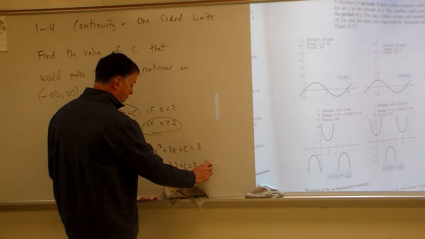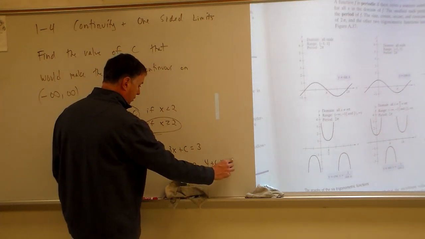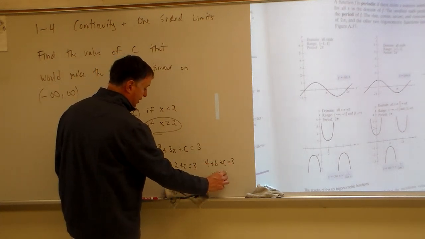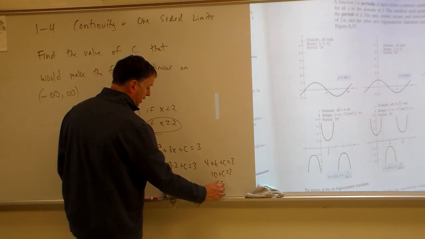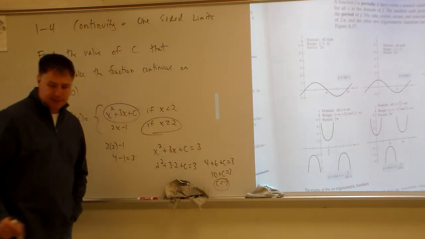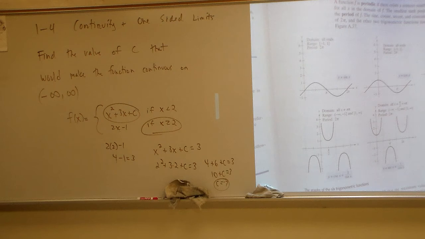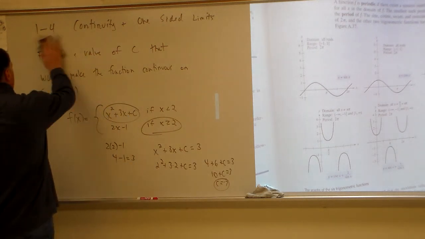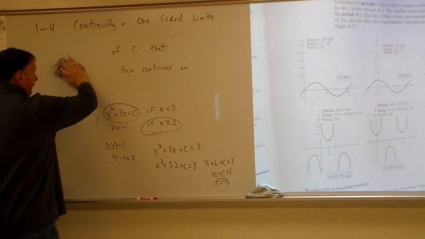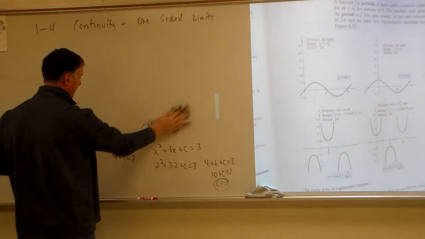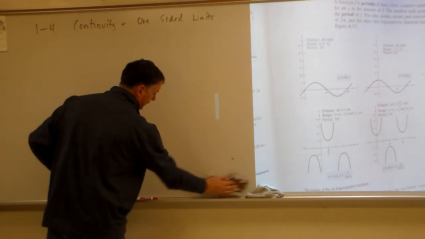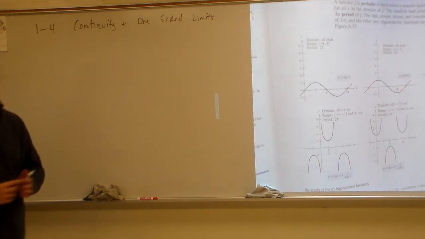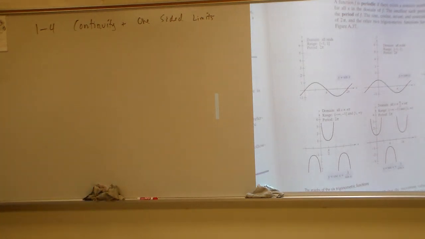What's that going to be? 4 plus 6 plus c equals 3. 10 plus c equals 3. c equals negative 7. All right? Let's wrap this up. I'm getting there. Again, you can always go back and pause it and do whatever you've got to do.